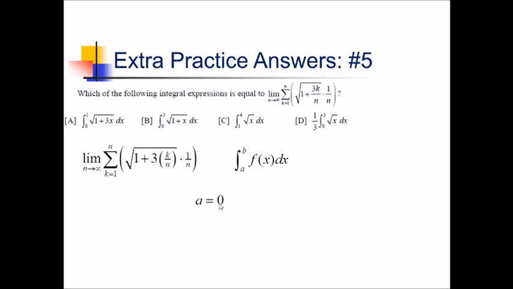So then if a is 0, b is going to be 0 plus whatever's on top of my n here in my delta x. So 0 plus 1 gives me 1 for the b value. This is going to narrow it down to just choice A, right? That's the only one that is going from 0 to 1. And if we think about this k over n as my x, this is really just the square root of 1 plus 3x. So putting it all together, I have integral from 0 to 1 of radical 1 plus 3x dx. Choice A.